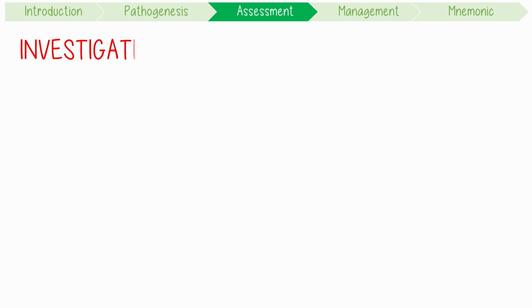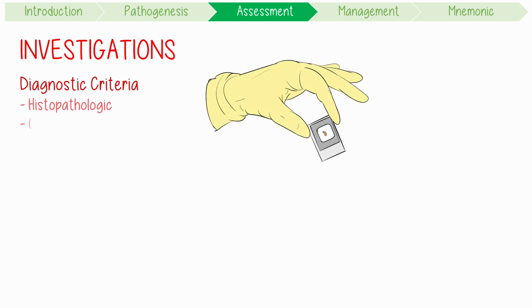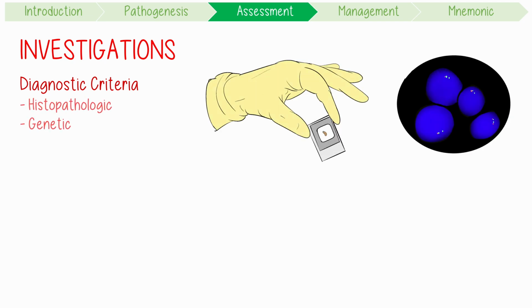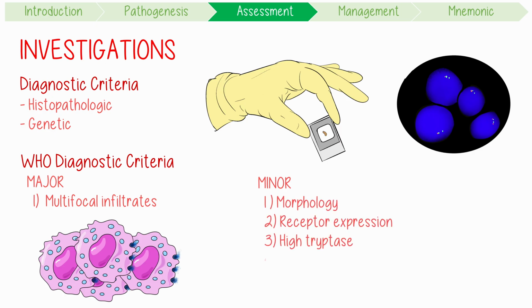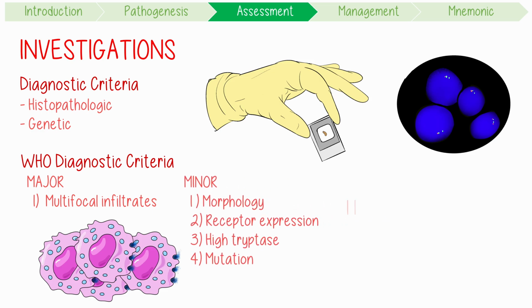To investigate this disease, it's important to understand the diagnostic criteria for systemic mastocytosis, which is a histopathologic and genetic diagnosis, not a clinical one. The WHO diagnostic criteria has major and minor criteria. The major criterion is multifocal dense infiltrates of mast cells, while the minor ones include abnormal mast cell morphology or receptor expression, a high tryptase, or a specific identified mutation. Diagnosis of the systemic form requires 1 major and 1 minor, or 3 minor criteria.